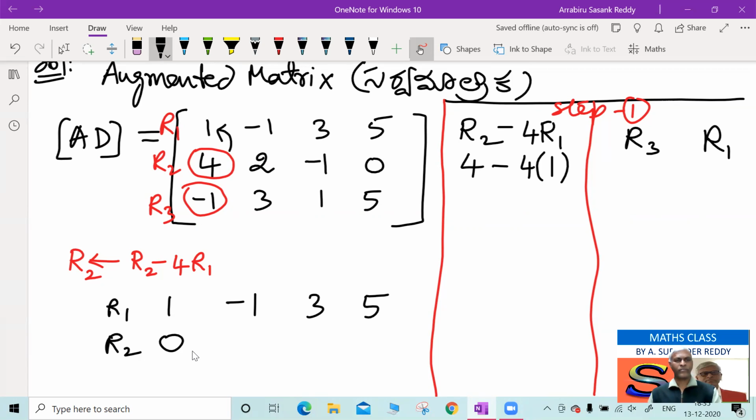First element becoming 0. So we have to prepare a formula such that this first element should become 0, and apply the same formula for all the other elements of the second row. Now what happens? Apply the formula for second elements. In second row, second element, 2 minus 4 into R1, in place of R1 minus 1 is there. Minus into minus plus 4 into 1, 4 plus 2, 6. So 2 becomes 6.